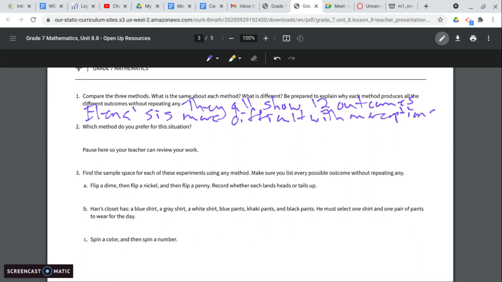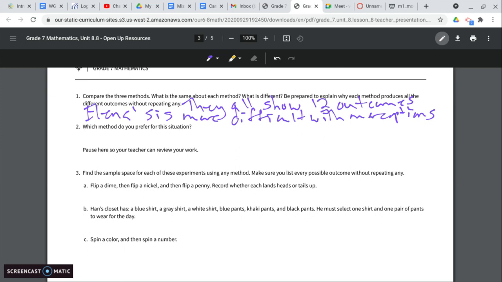Now, which method do you prefer for this situation? Well, that'd be up to you guys. So you'd be able to decide which one you prefer the best. It's just up to you, whether you like seeing it in the tree diagram or the table or just list it out. So for number 3, find the sample space for each of these experiments using any method.